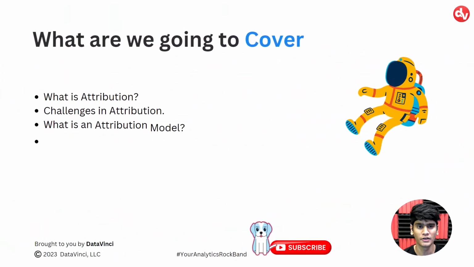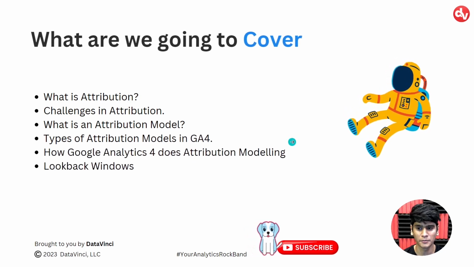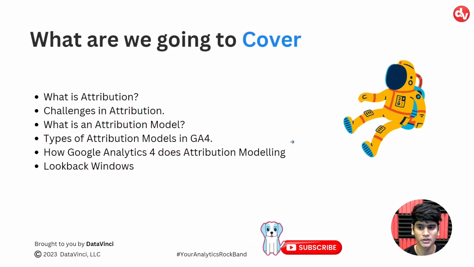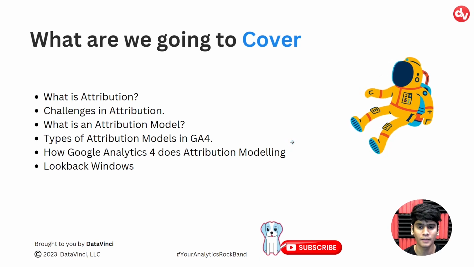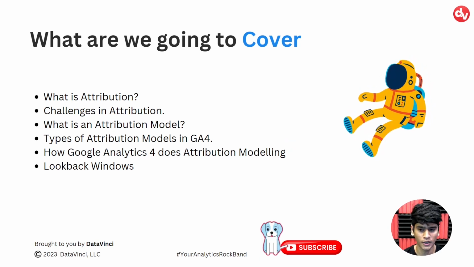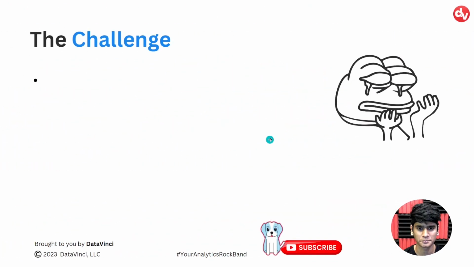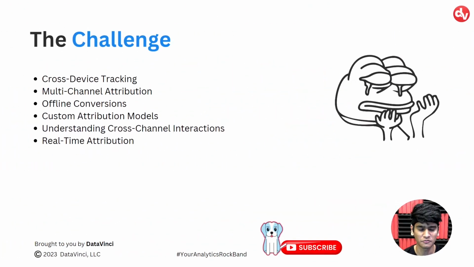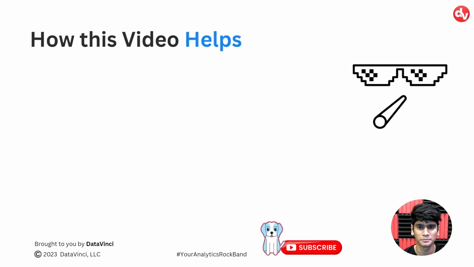So what are we going to cover in this video? We are going to cover what is attribution, challenges in attribution, what is an attribution model, types of attribution model in GA4, how Google Analytics 4 does attribution modeling, and lookback windows. What are the challenges in terms of marketing attribution? So they are cross-device tracking, multi-channel attribution, offline conversion, custom attribution model, understanding cross-channel interactions, and real-time attribution.